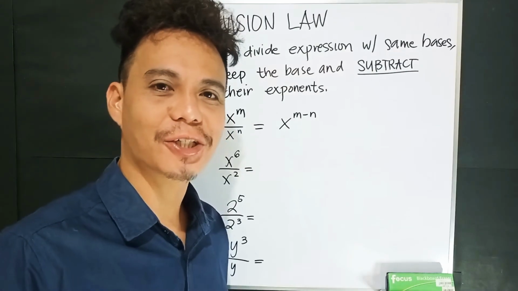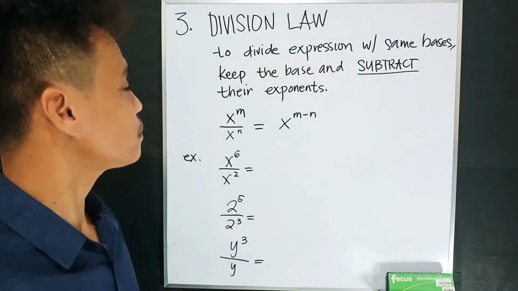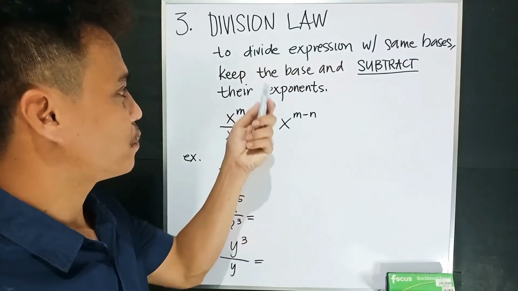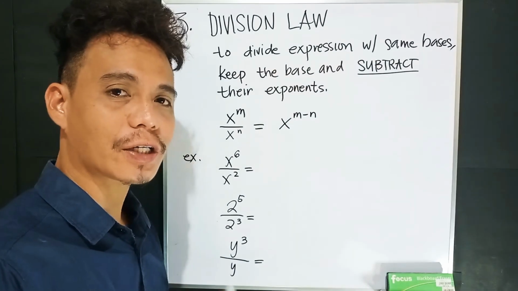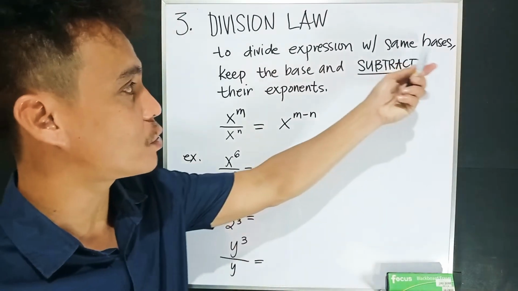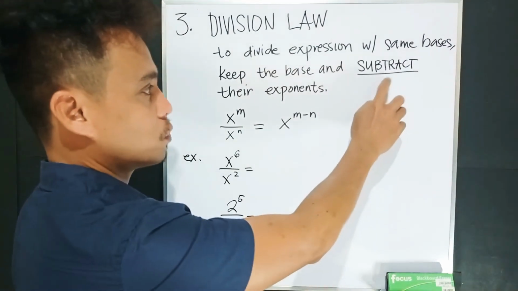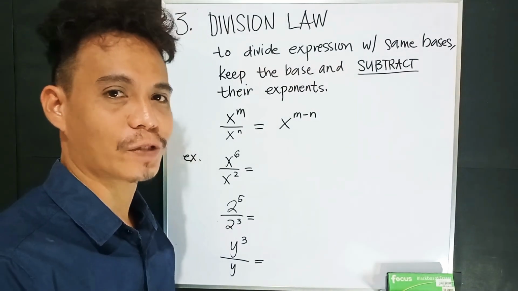And now the third law, the division law. To divide expressions with the same bases, keep the base and subtract their exponents. So kapag nag-divide tayo guys na expression na kaparehas yung bases nila, yung gagawin natin sa exponent is to subtract. So i-minus lang natin yung kanilang exponent.